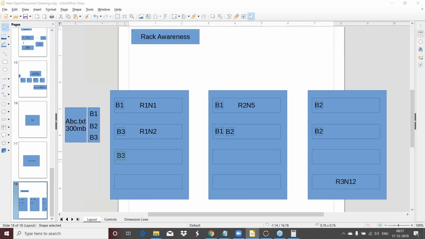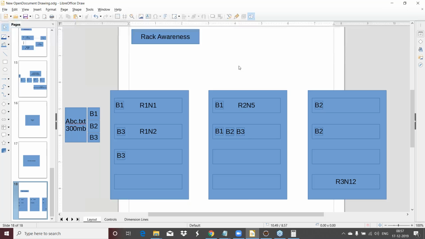A quick round of confirmation. This complete arrangement is absolutely clear to everyone. Wonderful. So this is what rack awareness is. Why is it so? I removed the third copy, so the third copy is here.